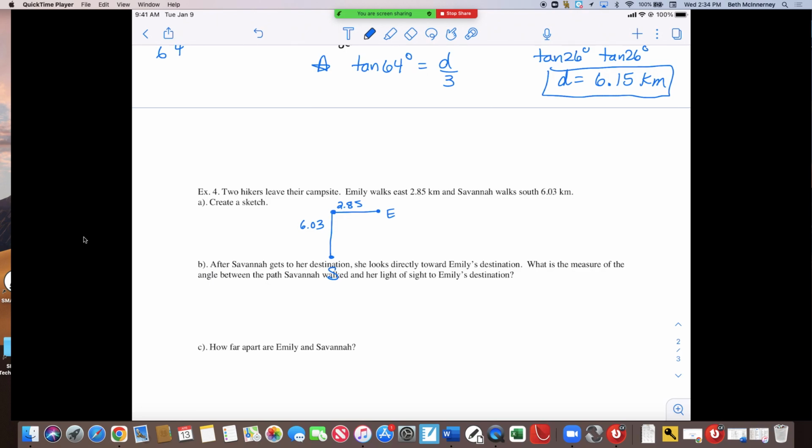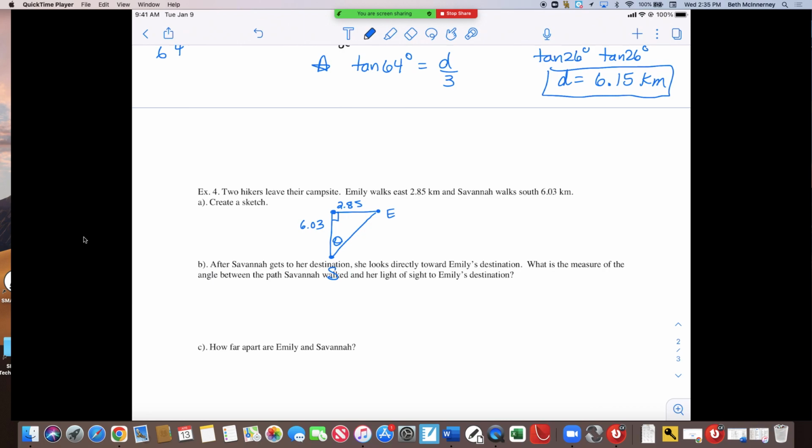All right, after Savannah gets to her destination, she looks directly towards Emily's destination. So between Savannah and Emily, we're going to close the triangle, and it says, what is the measure of the angle between the path that Savannah walked, so that was directly south, and her line of sight to Emily? So I want this angle here, and I'm going to use theta. You could use x, you can use whatever letter you want. In trigonometry, it is traditional to use theta. That's the most common variable for an angle.